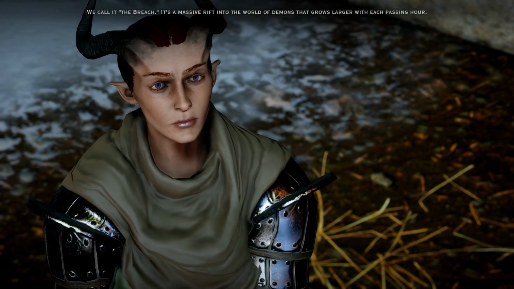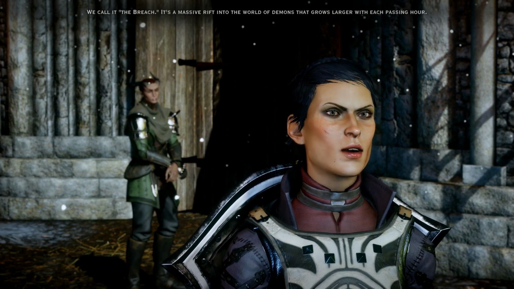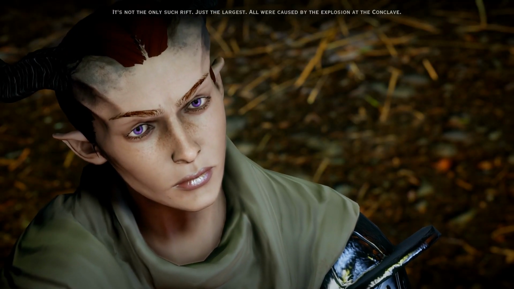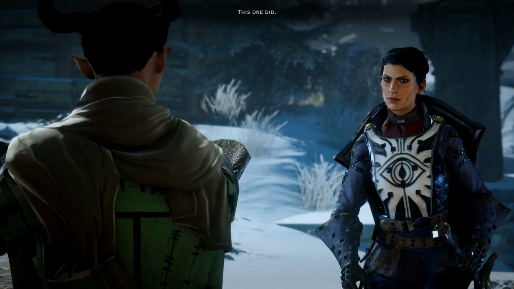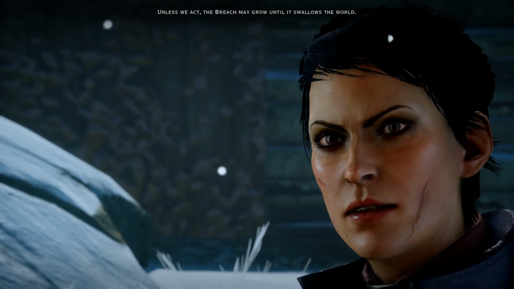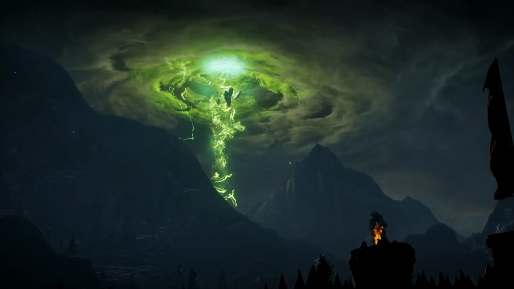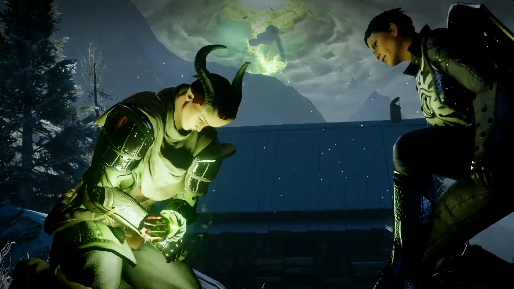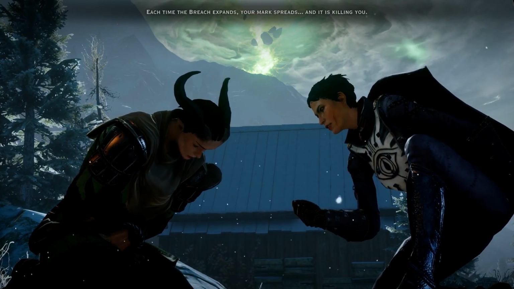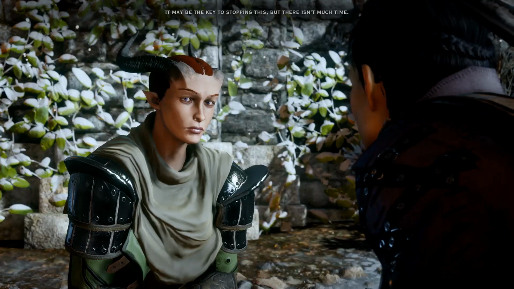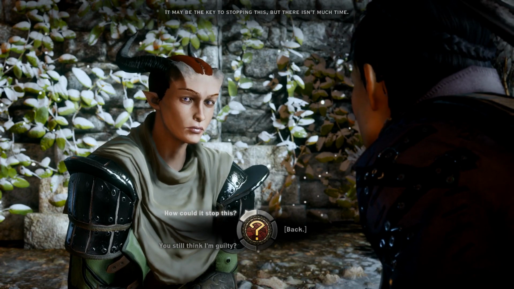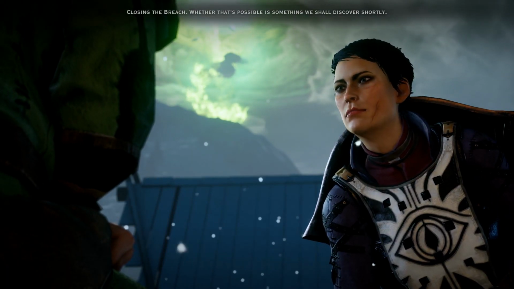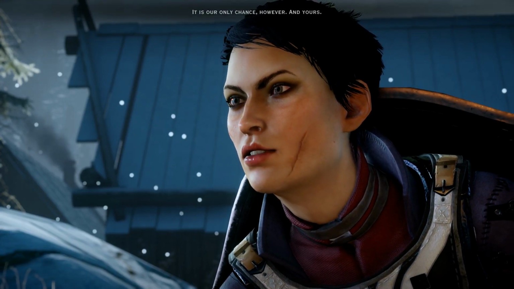Call it the Breach. It's a massive rift into the world of demons that grows larger with each passing hour. It's not the only such rift, just the largest. All were caused by the explosion at the Conclave. An explosion can do that? This one did. Unless we act, the Breach may grow until it swallows the world. Each time the Breach expands, your mark spreads, and it is killing you. It may be the key to stopping this, but there isn't much time. How? You say it may be the key. To doing what? Closing the Breach. Whether that's possible is something we shall discover shortly. It is our only chance, however.